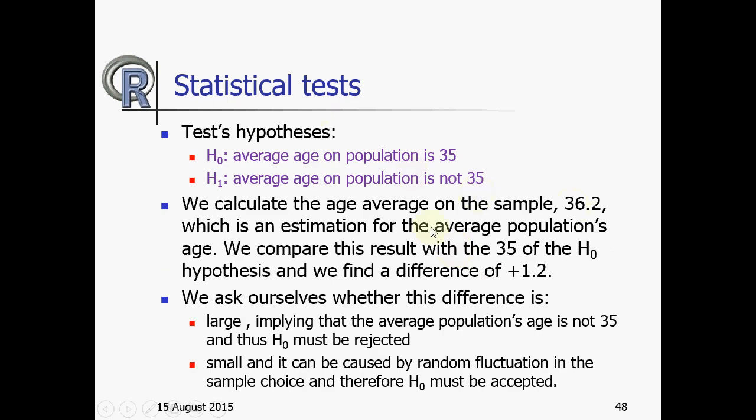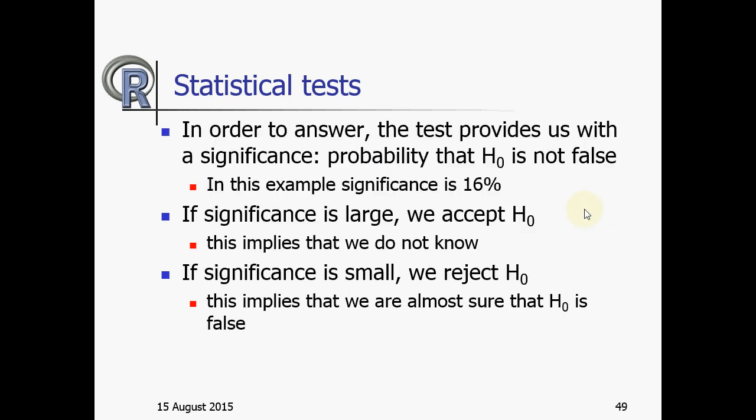Imagine that you get an average age on the sample of 35.2. You probably will accept, okay, for sure, 35.2. But this does not prove that the average age is 35. It may be 34.9, 35.1, 35.3, okay? And all these hypotheses will be accepted. So while rejecting is a strong thing, accepting is not.